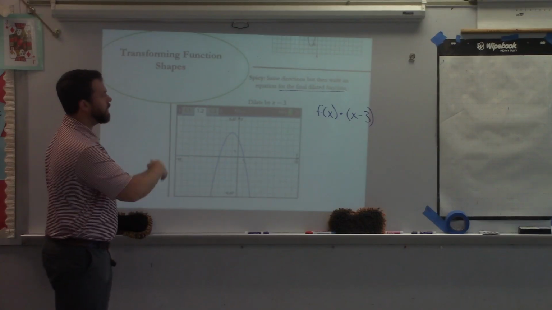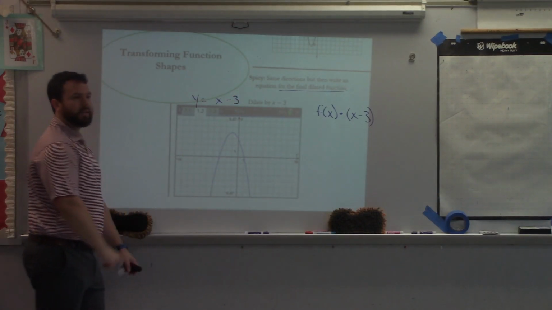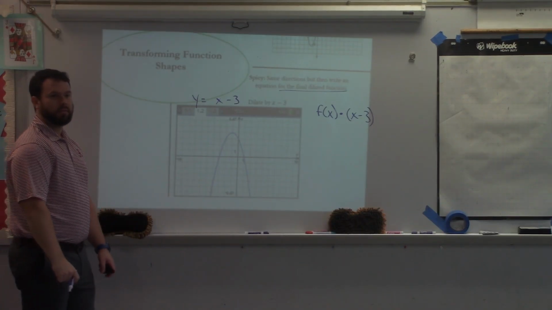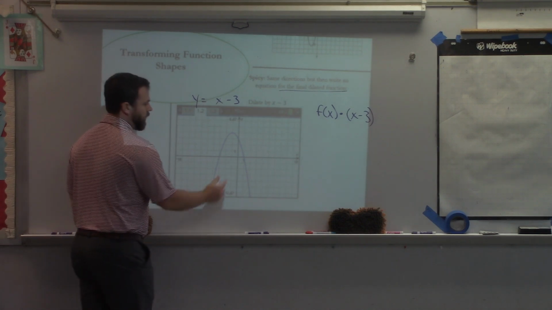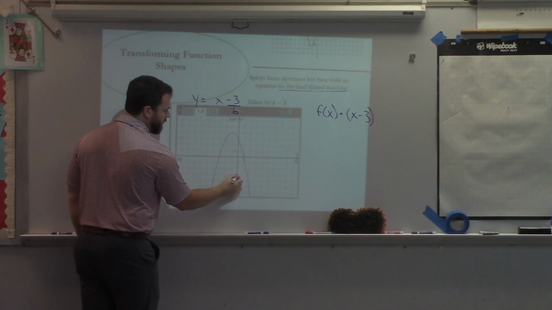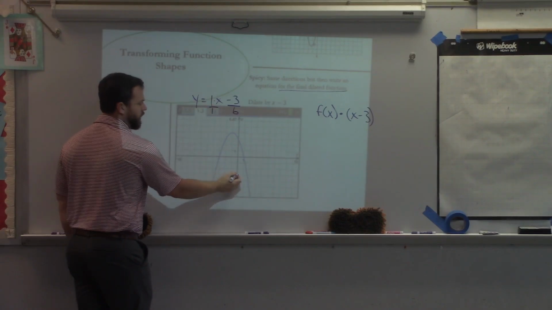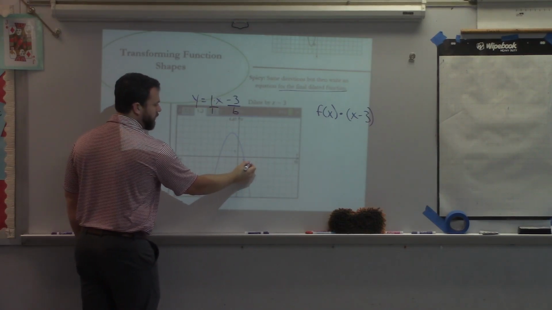How would I graph the line y equals x minus 3? You need to recognize that's a line. How would I graph that line? The y-intercept is negative 3. 0, 1, 2, negative 3. So my slope is understood to be 1, right? So up 1 to the right 1, up 1 to the right 1.